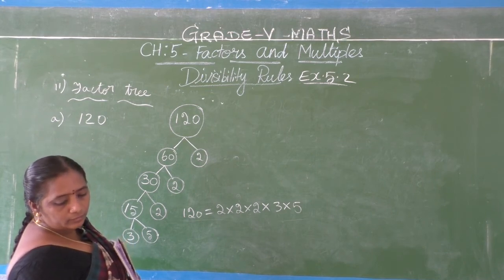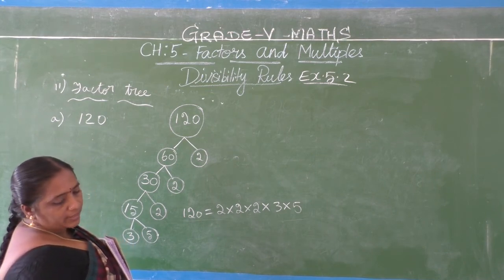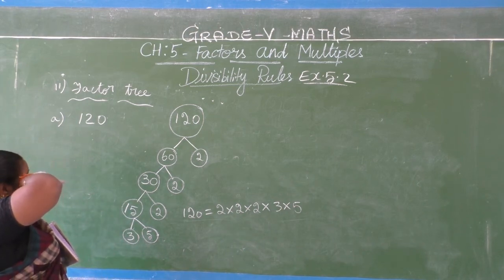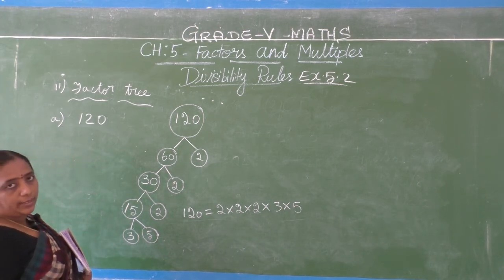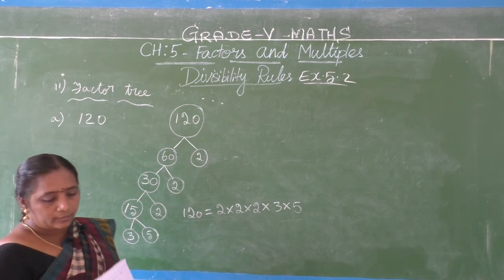Okay ma. So in your factor tree they gave 2 sums only. So I explained this sum, one more sum you can try. Okay.